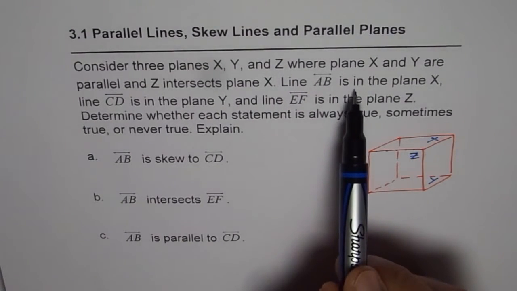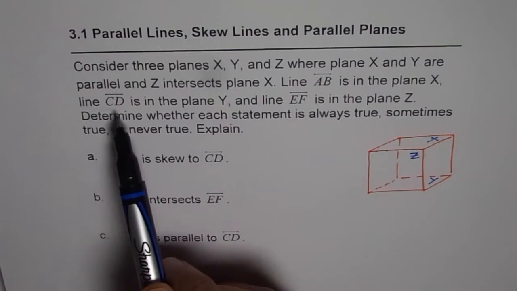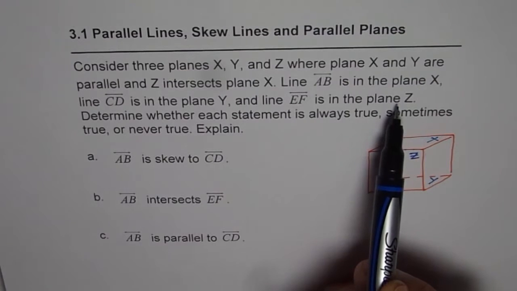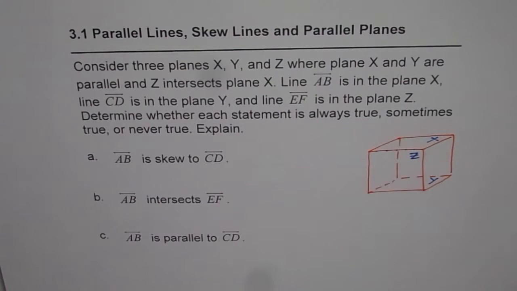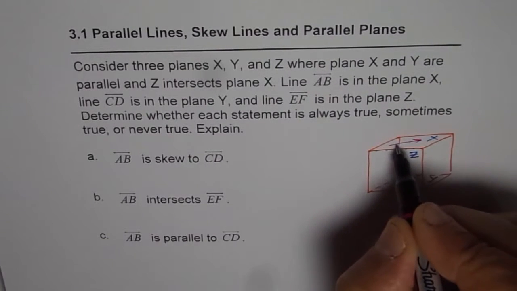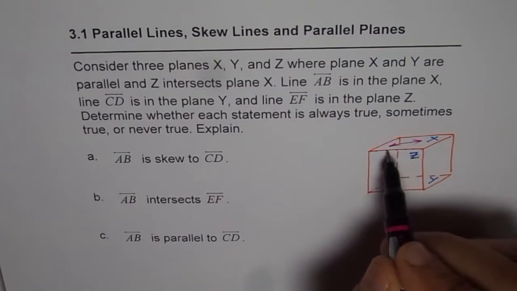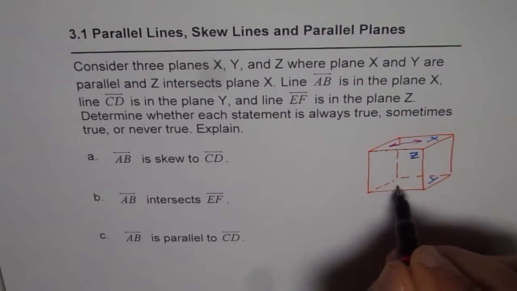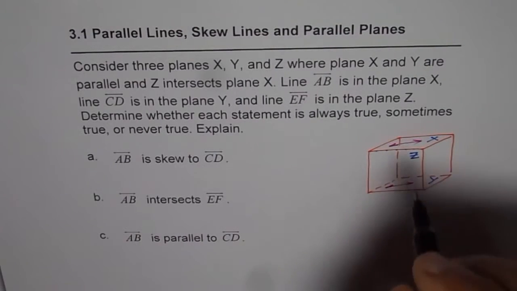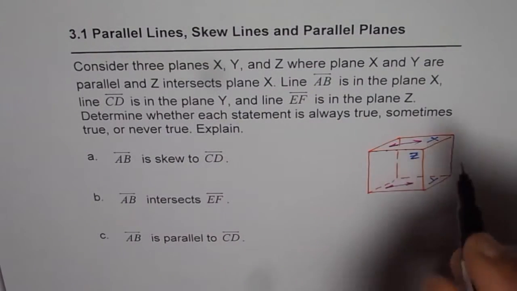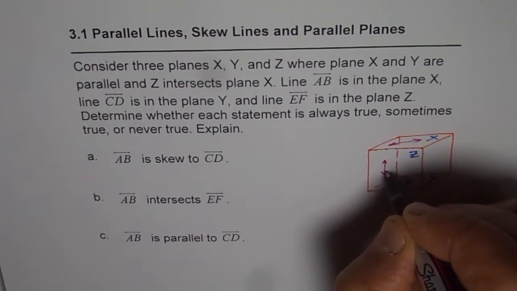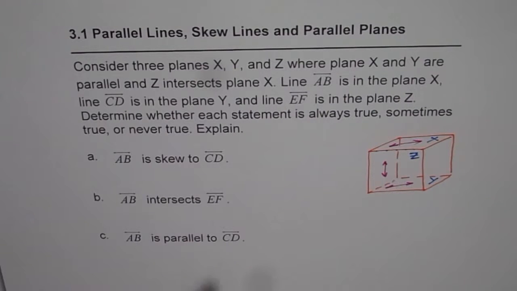Line AB is in plane x, line CD is in plane y, and line EF is in plane z. So AB is any line here, right? So let's just sketch for the time being some line here. Let's say these are our lines. So we are for the time being calling it AB, and CD is in plane y, and the third line, which is EF, is in z. So let me sketch it kind of like this. So these are our three lines.